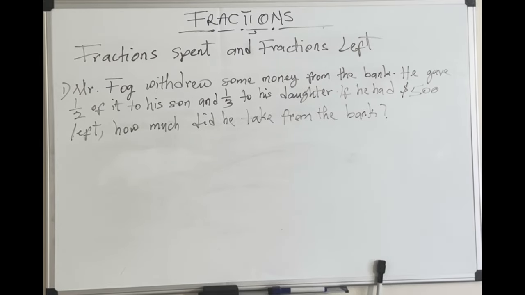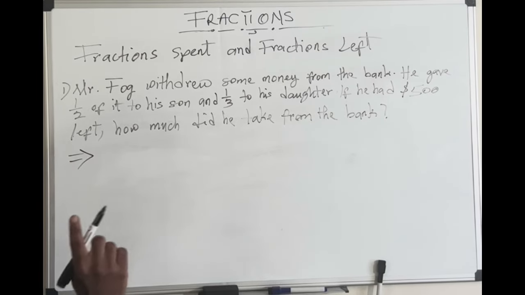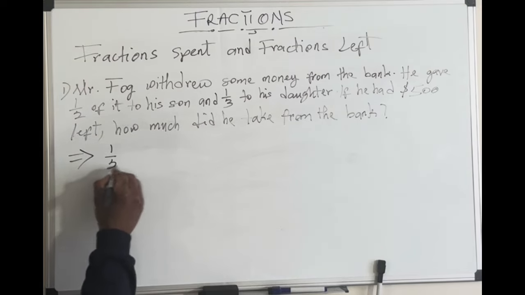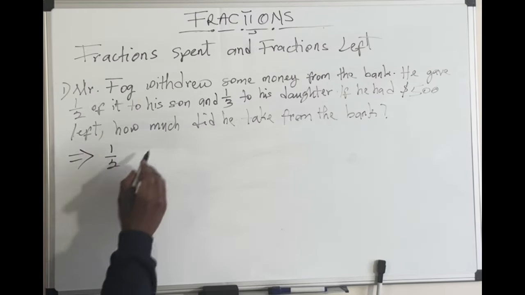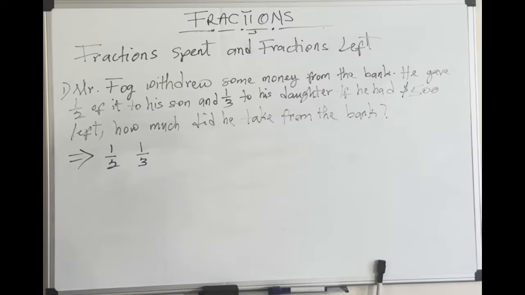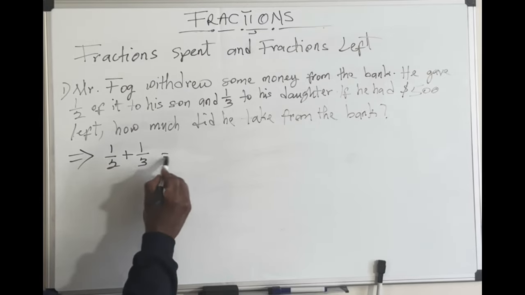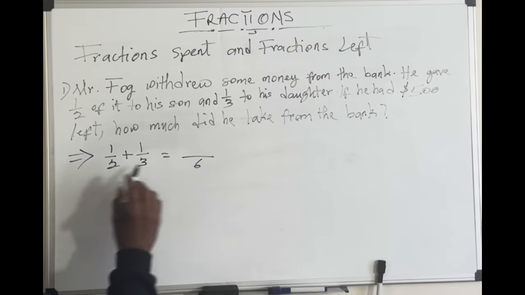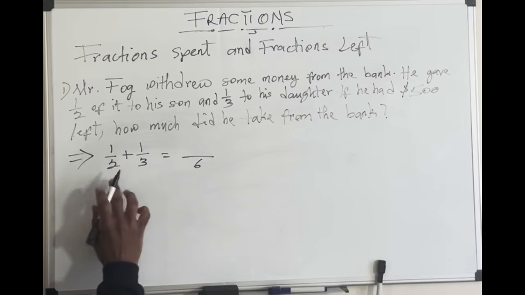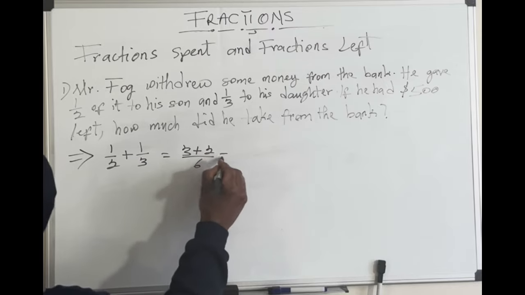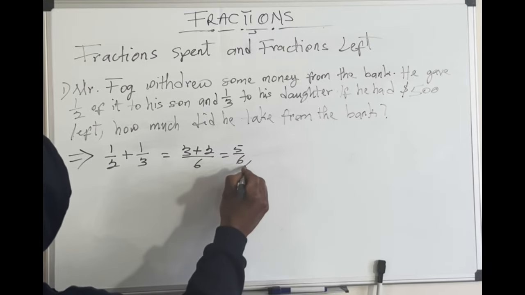Now we want to know how much Mr. Ford took from the bank. So let's first of all deal with what Mr. Ford gave to his son and then daughter. He gave half of the money to his son and then 1/3 to his daughter. So let's add. 6, 2 goes into 6, 3. So 3 plus 3 goes into 6, 2, 2. So 5 over 6. We have 5 over 6.